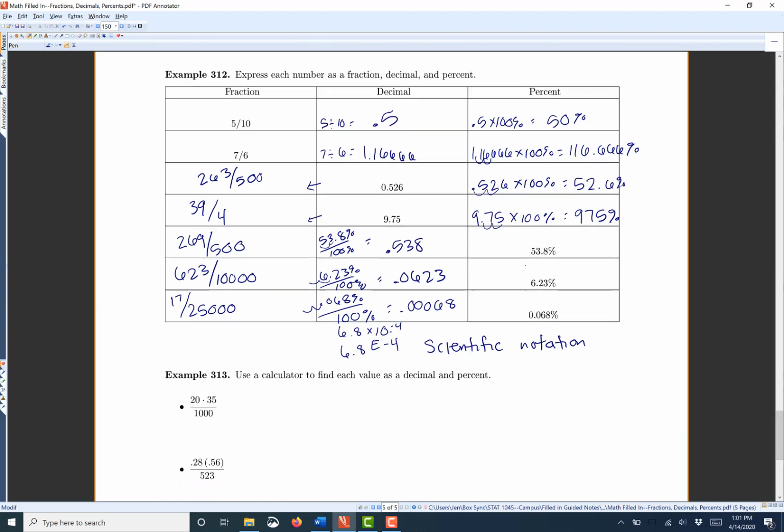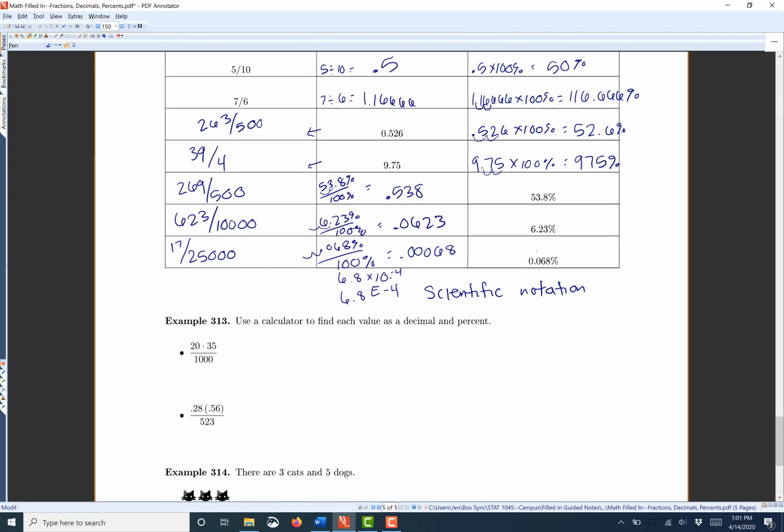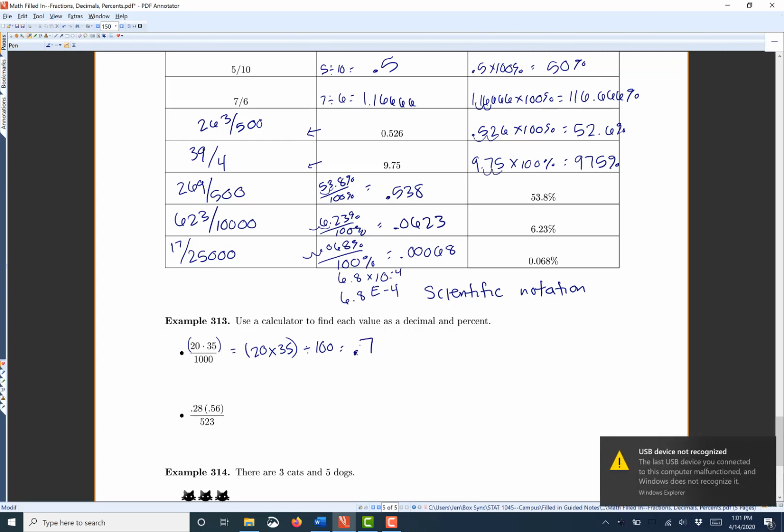Let's look at our next example. So we wanted to use a calculator to find each number as a decimal and percent. Now remember our order of operations. You need to put parentheses around everything on the top. So I would put this in my calculator as 20 times 35, parentheses, divided by 100. And this is going to give me 0.7. If I want to make that into a percent, I times it by 100 or move my decimal 2 places to the right. So this will be 70%.